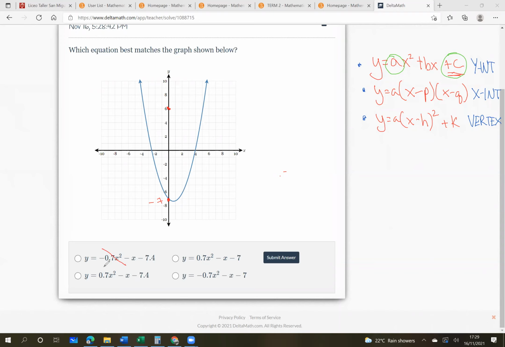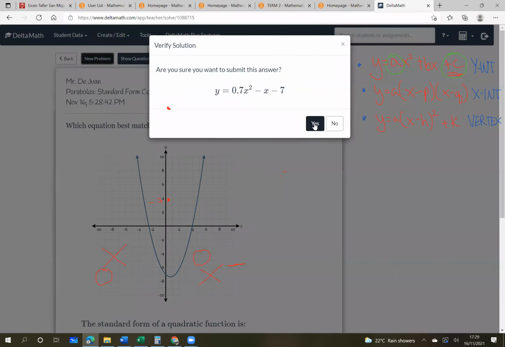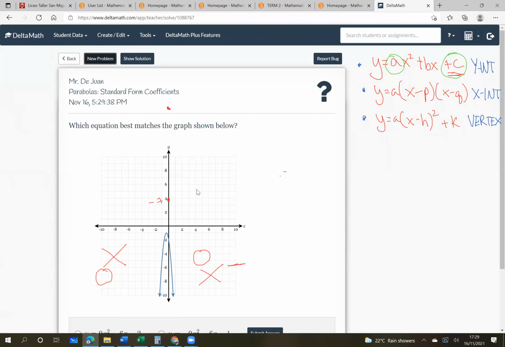So I know the A cannot be this one because that's negative and the A is negative here. But here it's positive and here it's positive. What was my y-intercept? -7. So the correct answer has to be the last one. It has to be this one because of -7, which is where the y-intercept is. There we go. Next one.